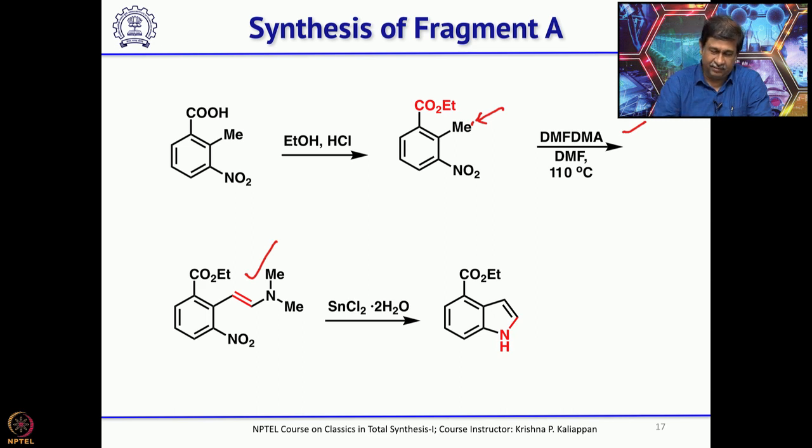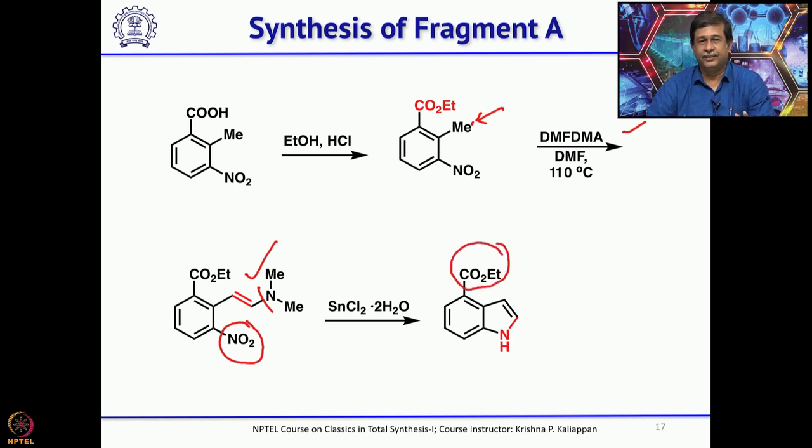So what happens? First, the nitro group is reduced to get the corresponding amine. Then this enamine also gets hydrolyzed. Once the enamine gets hydrolyzed, you get the aldehyde. Okay, so CH2CHO you get. The CH2CHO and then NH2, they will form aminol followed by dehydration. Overall, what he got was the corresponding indole with an ester here.